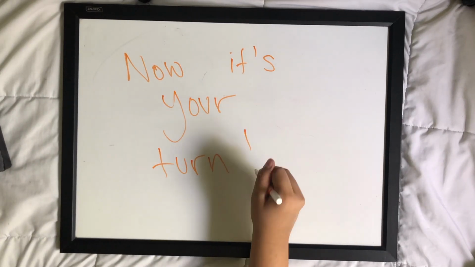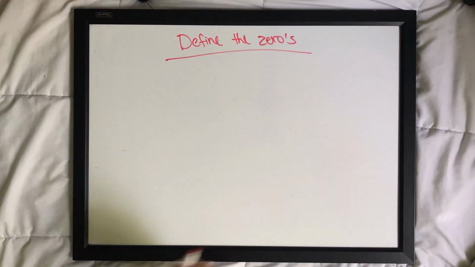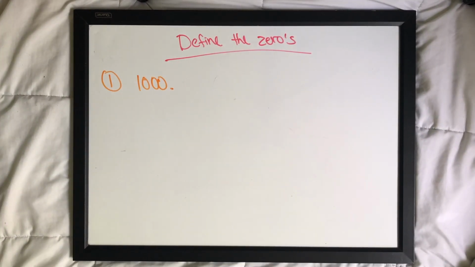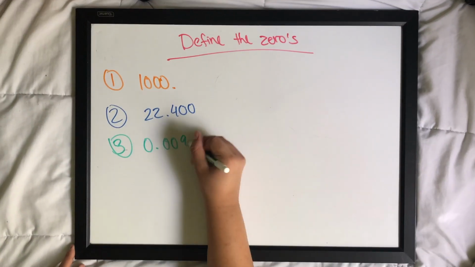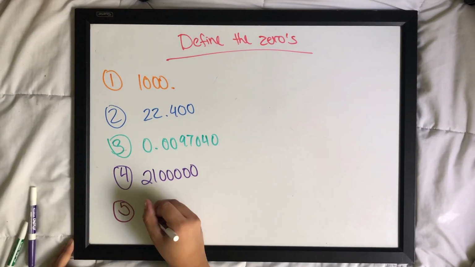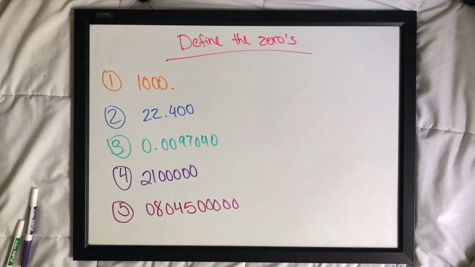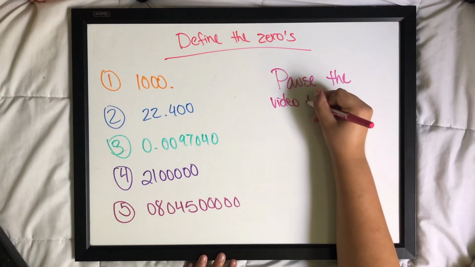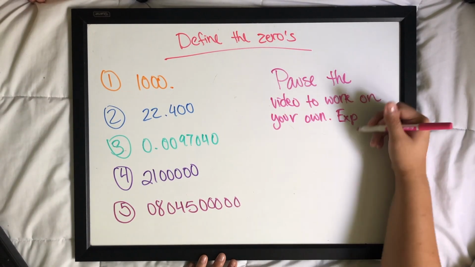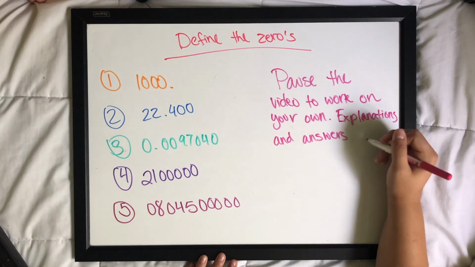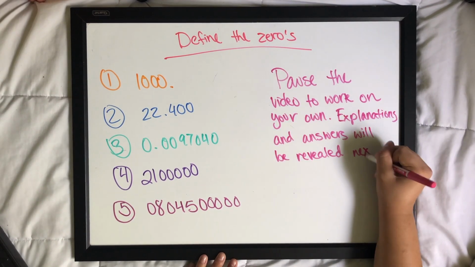Now, it's your turn. To find the zeros, you're going to have 5 different examples here, and you want to try them on your own. Make sure that you pause the video to work on them, and the explanations and answers will be next.